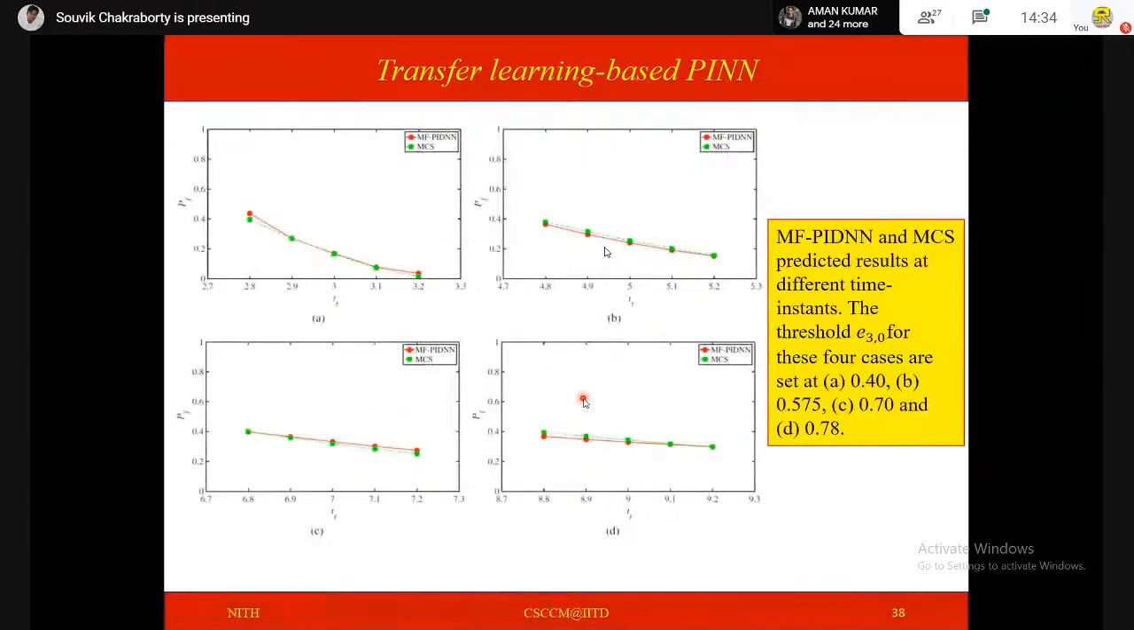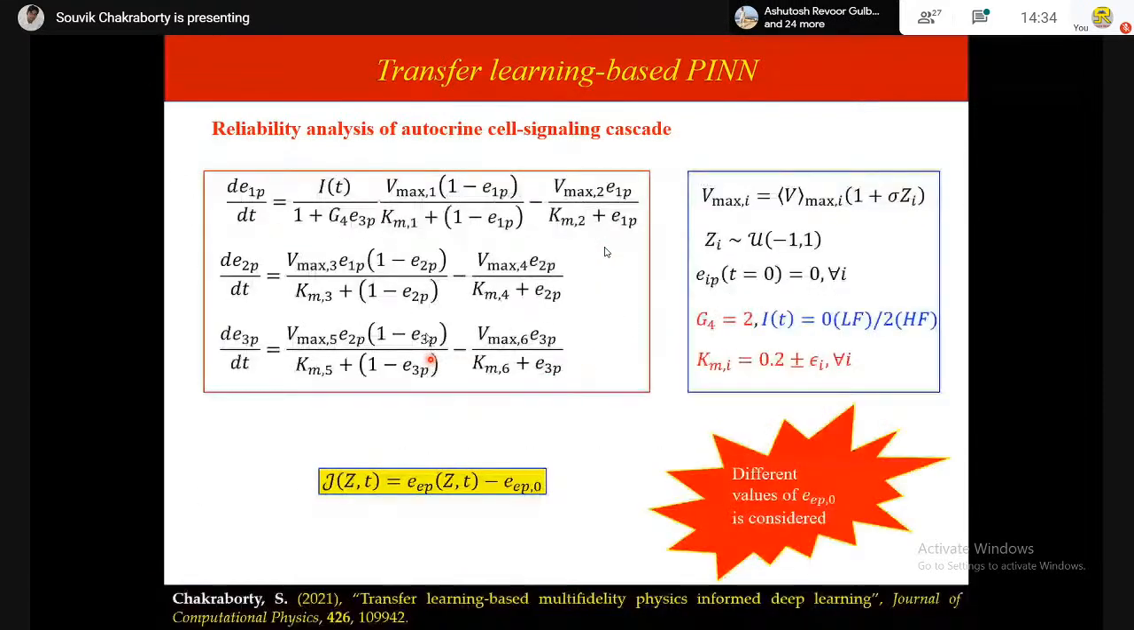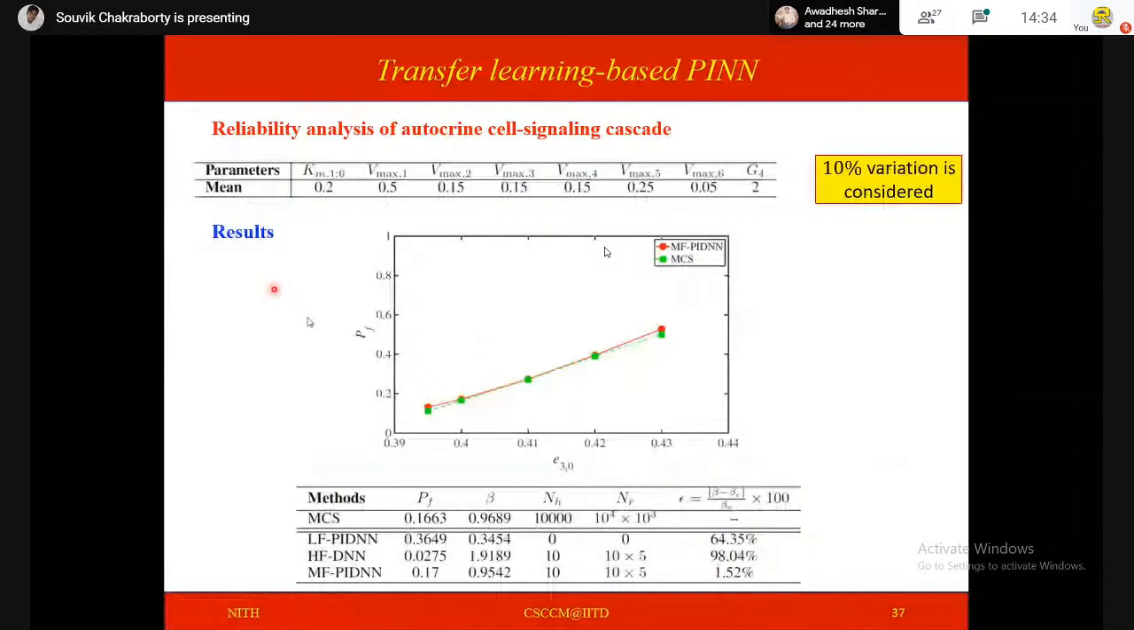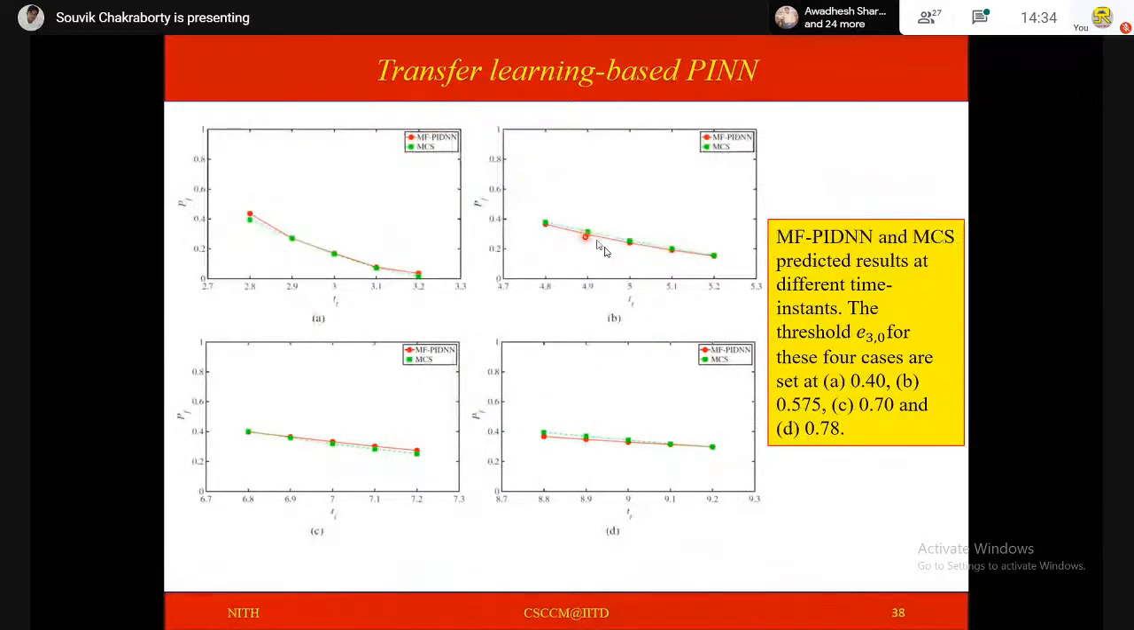Now we did one more case study, and this was a time-dependent problem, right? There is some dependence on time. So how is the method working across different times? Like 2.7 to 3.3, 4.7 to 5.3, 8.7 to 9.3, and 6.7 to 7.3. And we have plotted probability of failure, and you can see it is giving quite accurate results throughout different times. For each of these times, different thresholds were used, so that is given here.